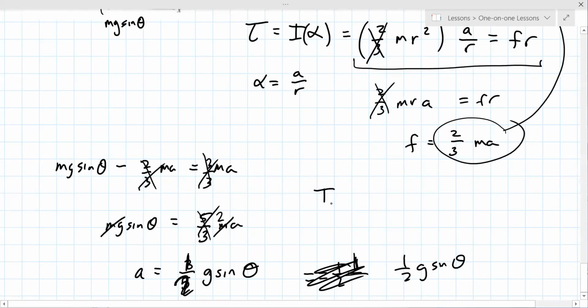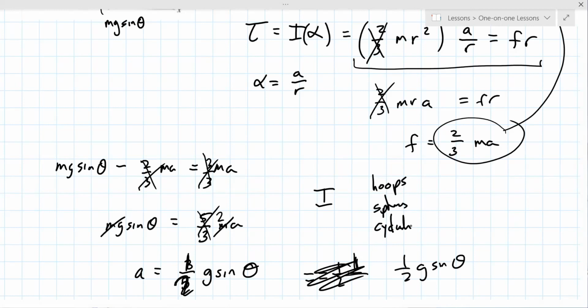So there's a bunch of different I's for different objects. There's I's for hoops, spheres, cylinders, and then there's ones like if it's a sphere but it's hollow, a hoop but it's hollow, a cylinder and it's hollow. There's a bunch of these.